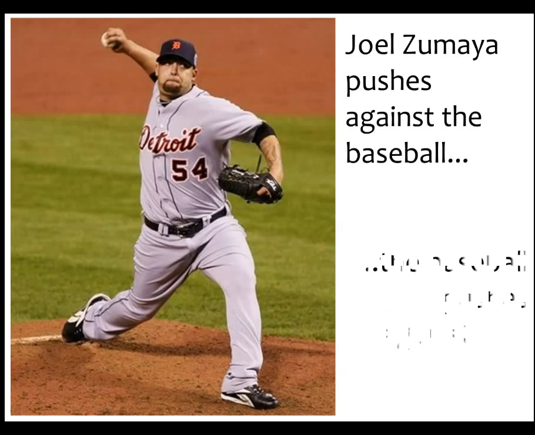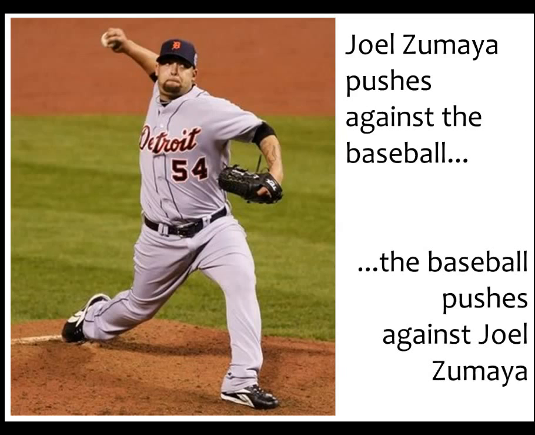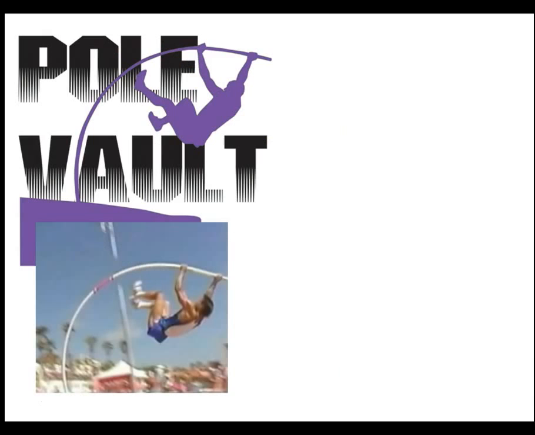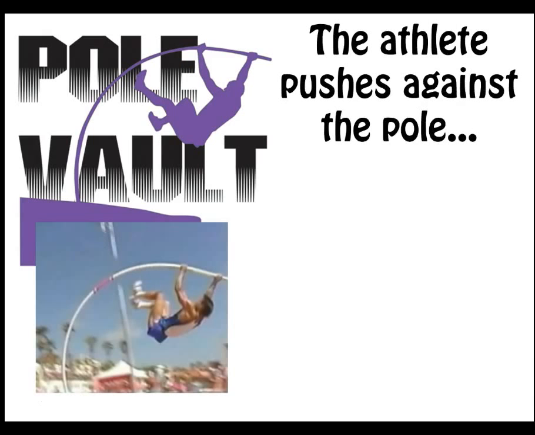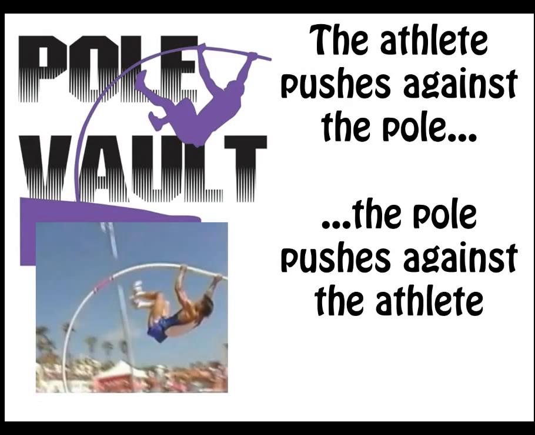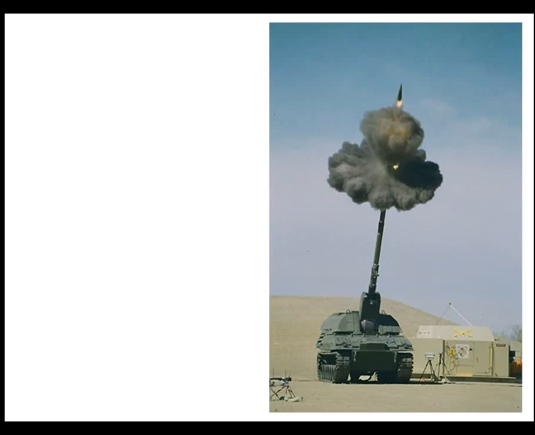He's going to push his hand against the baseball, but of course the baseball is going to push back, and it's going to slow his hand down a little bit. Doing a pole vault, the athlete is going to push down against the pole, but the pole is actually going to push up against the athlete. That's how you go up and over.